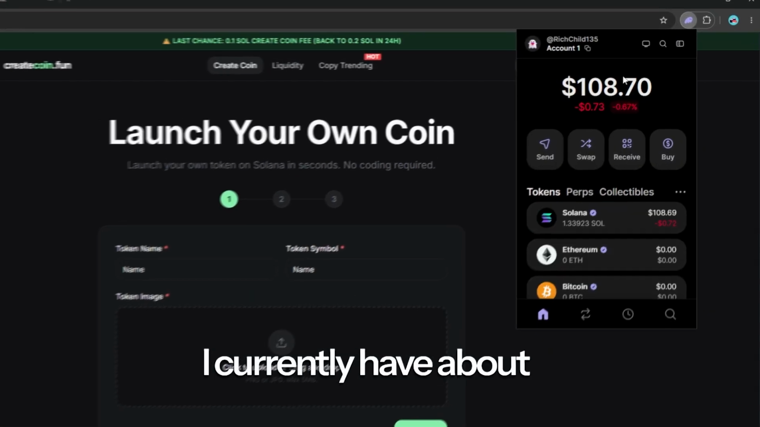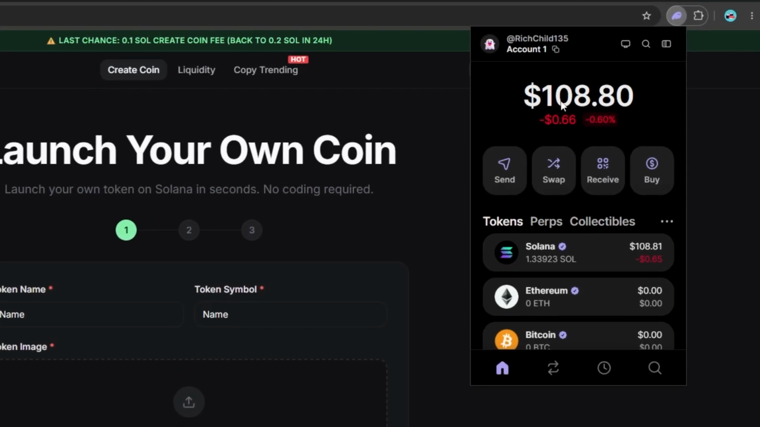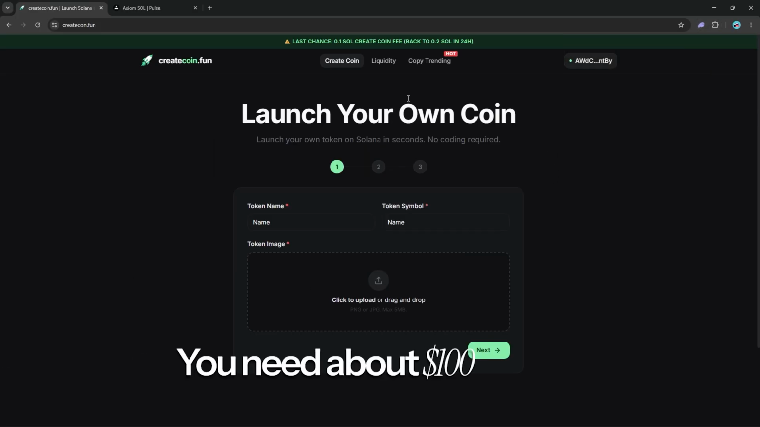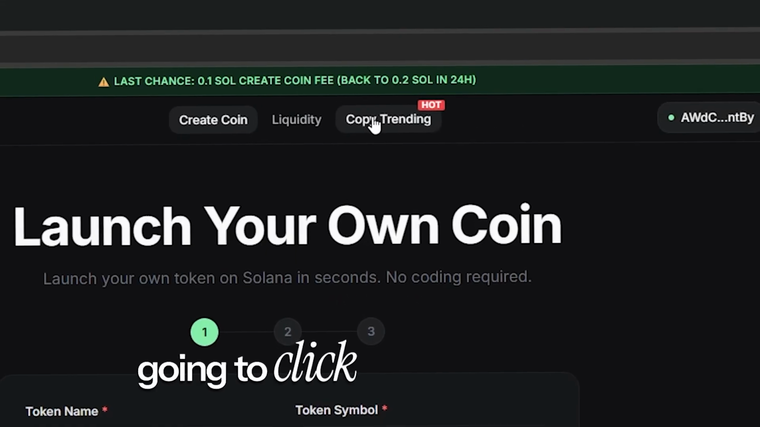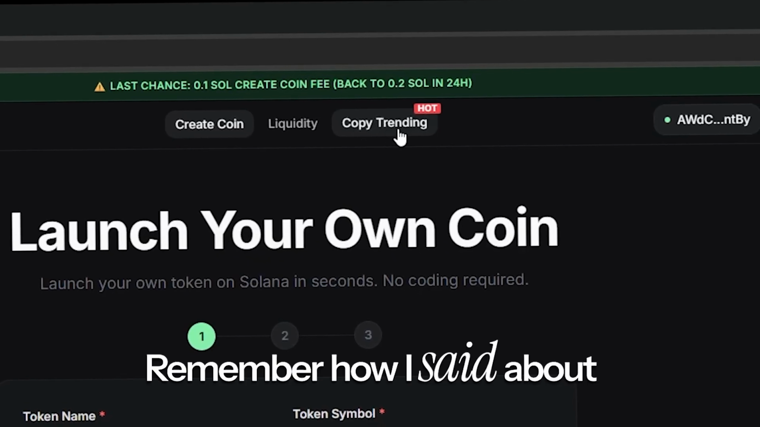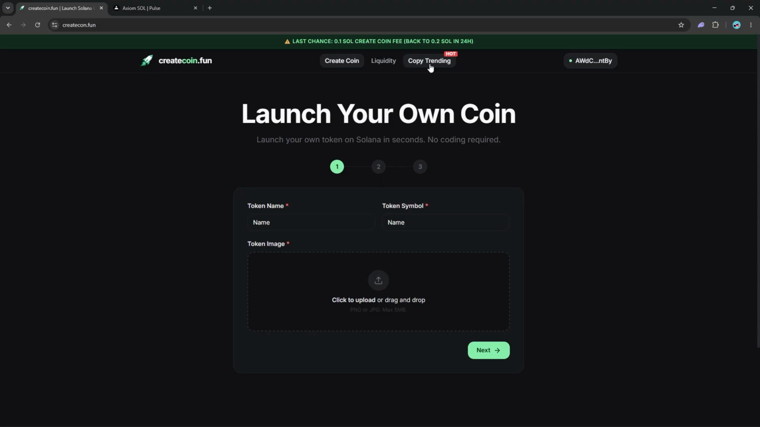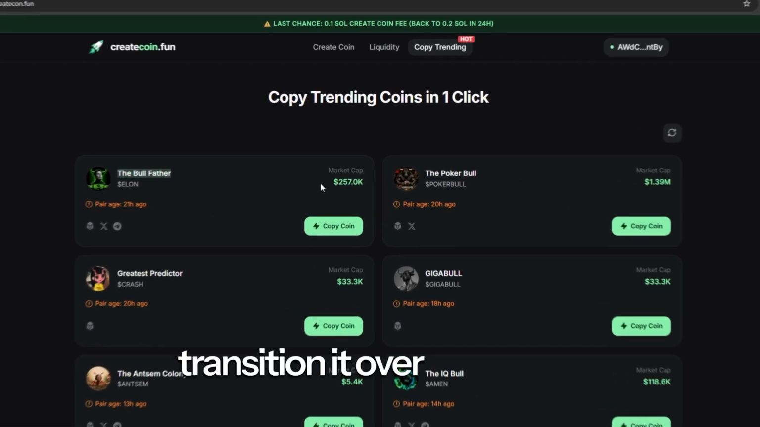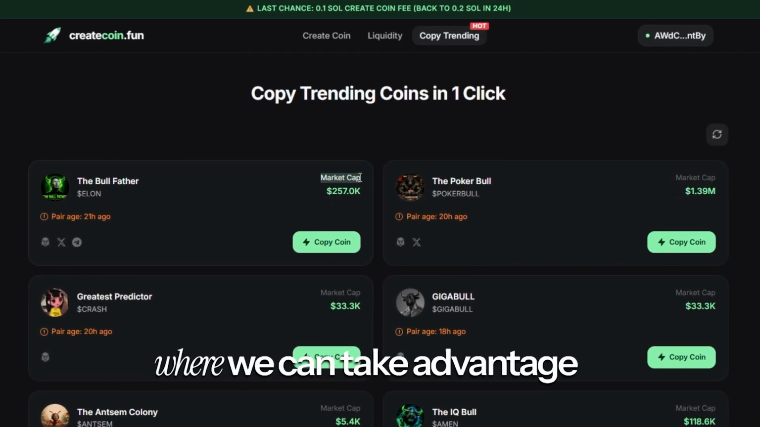I currently have about just over $100 in here. Now, I recommend you have roughly this amount of money in order to get this going. You need about $100 for this method to work. What we're going to do is we're going to click the copy trending button. Remember how I said about making your own coin? We're not going to do that. We're going to take a coin that already exists on the pump market and is already doing well, and we're going to simply transition it over to Meteora, where we can take advantage of that hype.